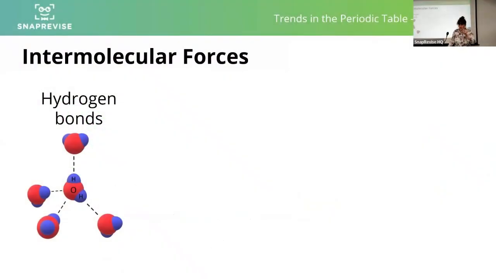So let's just do a quick overview of the intermolecular forces because we've already spoken about some of them. Here, hydrogen bonds are the strongest type of intermolecular force. There are three that you will have learned about: hydrogen bonds, dipole-dipole interactions, or permanent dipole-dipole interactions, and our London forces. Hydrogen bonds are the strongest.